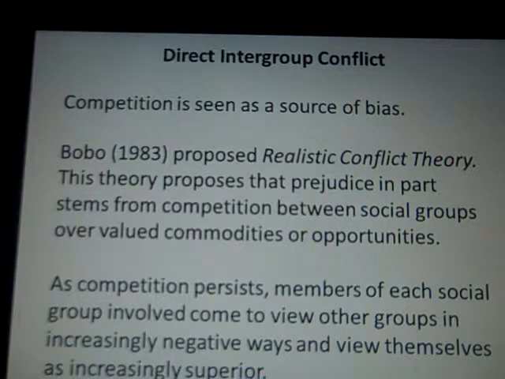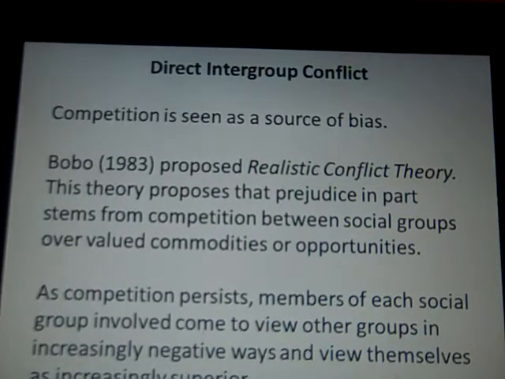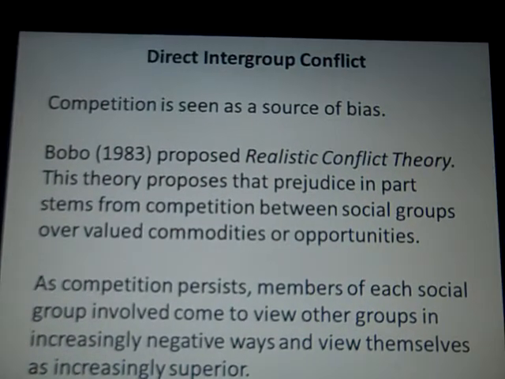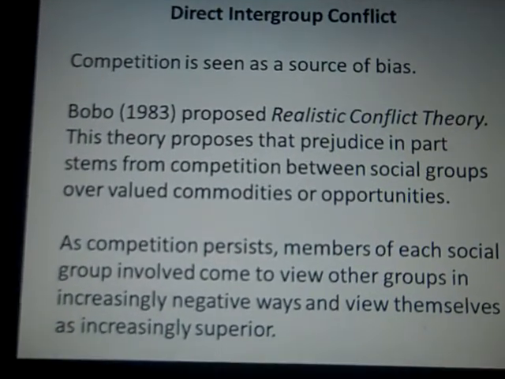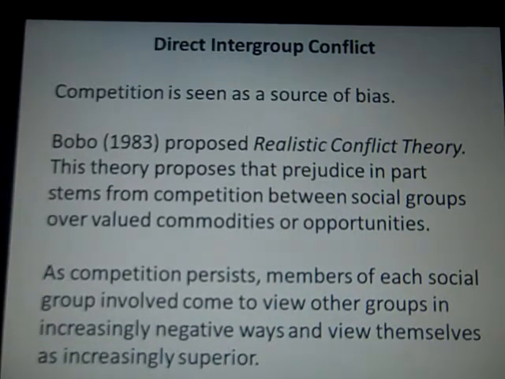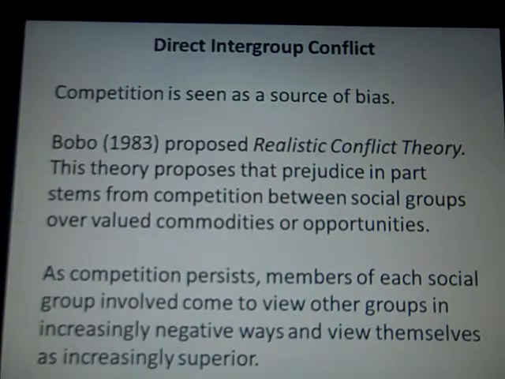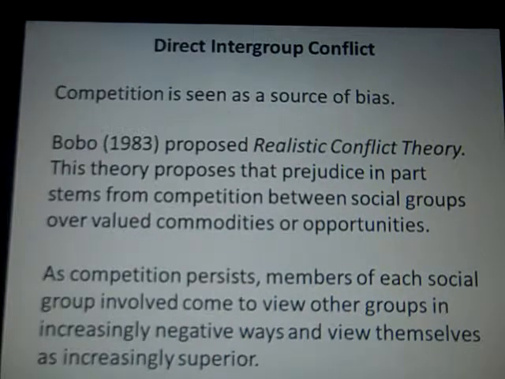Here, competition is seen as a source of bias. I want to adjust my camera a little bit, make sure that we can get it all in there. I think I got it. There we go. So, competition, again, is seen as a source of bias. Bobo in 1983 proposed what he called realistic conflict theory. This theory proposes that prejudice, in part, comes from competition between social groups over valued commodities or opportunities.